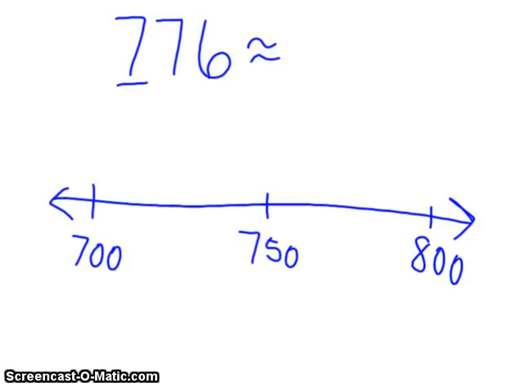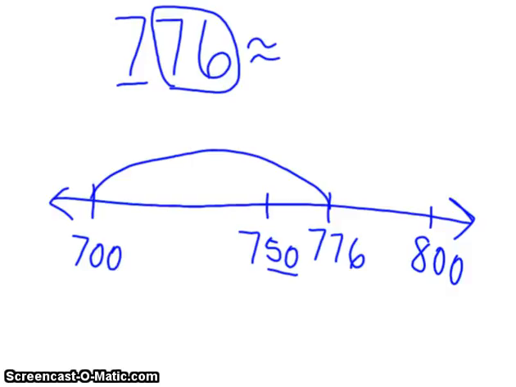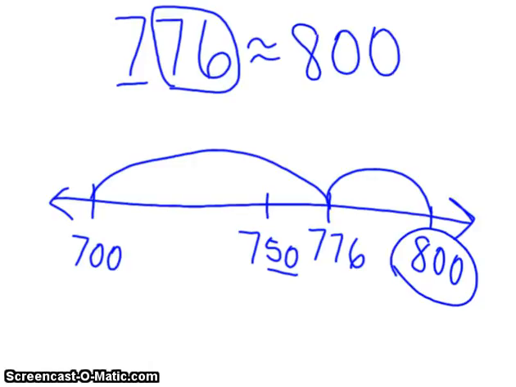If I look in my tens and ones place, I know I have 76. So I know 776 comes after 750. I'm going to mark it on my number line. Now I'm going to draw my hops. 776 is a long way from 700, but it appears closer to 800. Therefore, my nearest 100 is 800. So 776 rounds to 800.